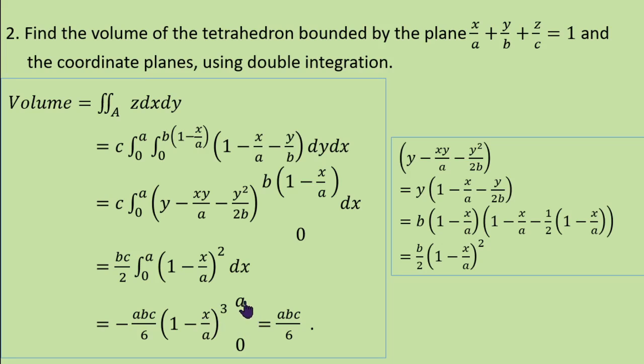Upper limit of x is a by a is 1, 1 minus 1 is 0. Therefore, this value is 0 for the upper limit of x, and for the lower limit of x, 0, 1 minus 0 is 1, 1 power 3 is 1, so minus abc by 6. Therefore, 0 minus abc by 6 is plus abc by 6. Therefore, this is the volume of this tetrahedron bounded by the plane x by a plus y by b plus z by c equal to 1 and the coordinate planes, the xy plane, yz plane, zx plane. That volume is abc by 6.